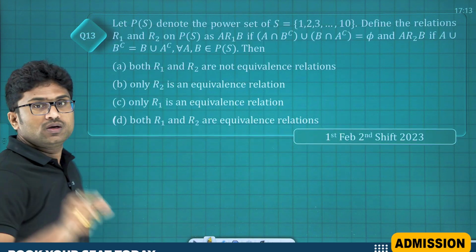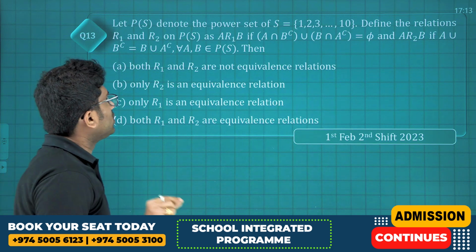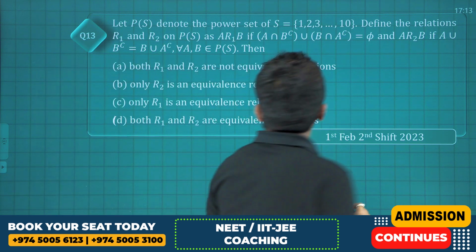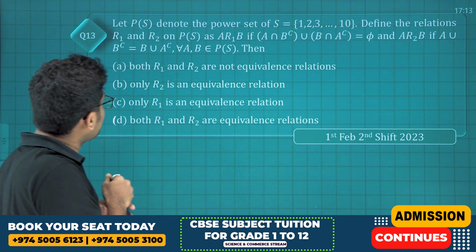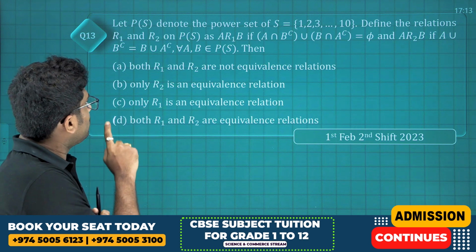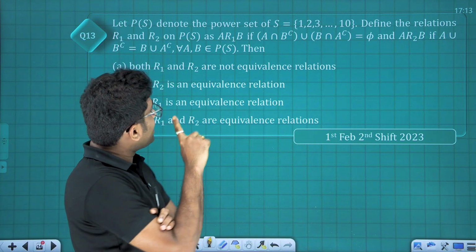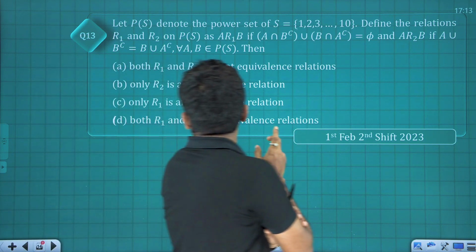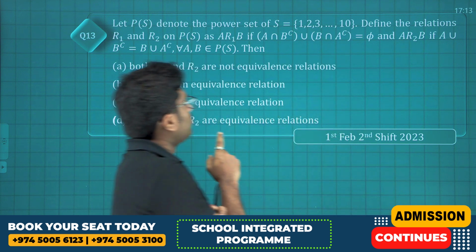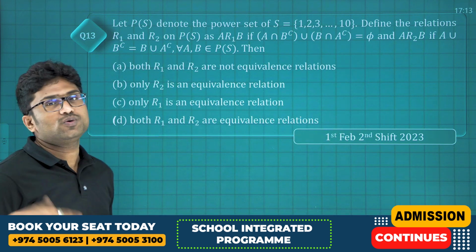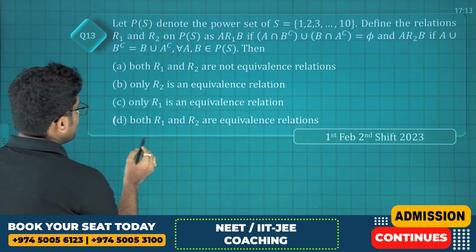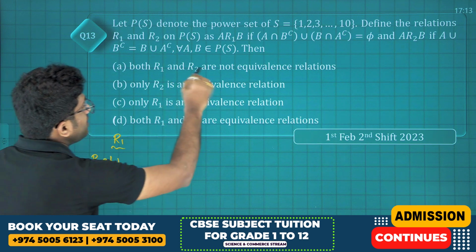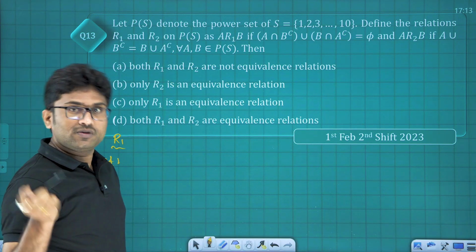Next question. Now coming to this question, let P of S denote the power set of S. Power set of S means the set of all subsets of the given set. Define the relations R1 and R2 on P of S such that A is related to B under R1 if A intersection B complement union B intersection A complement is phi. Then what about it? See guys, just by using definition we can check. First R1 reflexive means in place of A comma B we put A comma A.